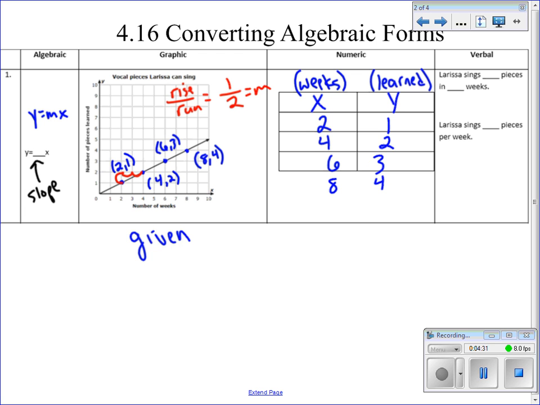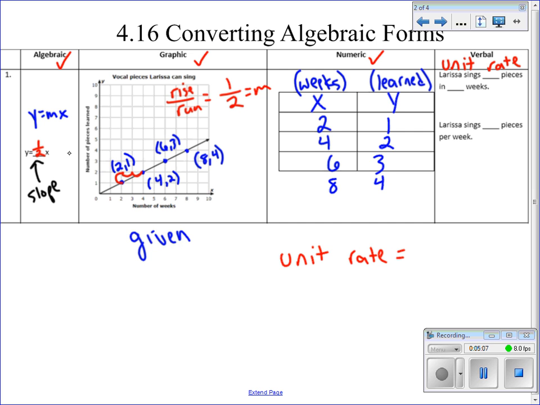That's our slope. Now that we know our slope, we can go over here and plug that in to our equation. So far we have finished our algebraic, our graphic was given, we finished our numeric, and now we're just left with our verbal. When we've done verbal in the past, we've always related verbal back to unit rate. And so we want to look back here and write an appropriate unit rate. So let's find our unit rate.